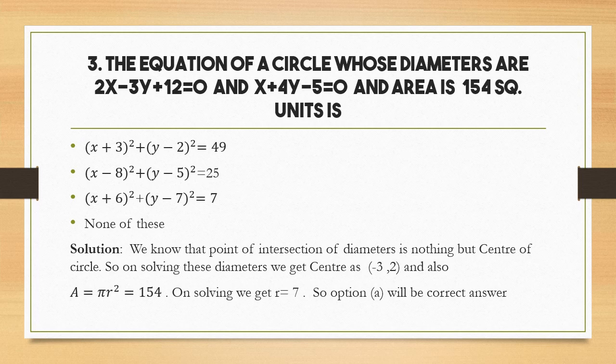With these answers, center minus 3, 2 and radius 7 units, if you substitute in the standard equation, observe the first option's radius: there you have 49 as the radius square. 49 can be written as 7 square. In the second option, the radius is 5 square. In the third option, the radius is root 7 square. Obviously, options 2, 3, 4 are wrong. So option A will be the right answer. And if you observe its center, it matches with our answer. Therefore, I can say for this particular question, option A will be the right answer. Now we'll move on to the next question.